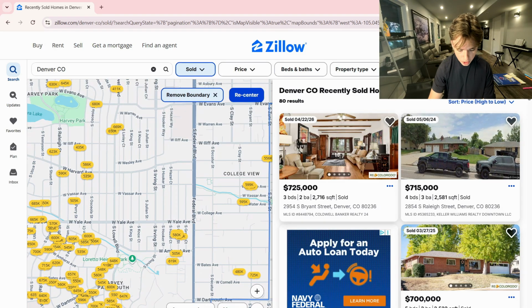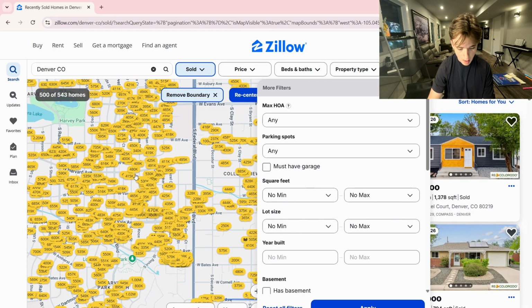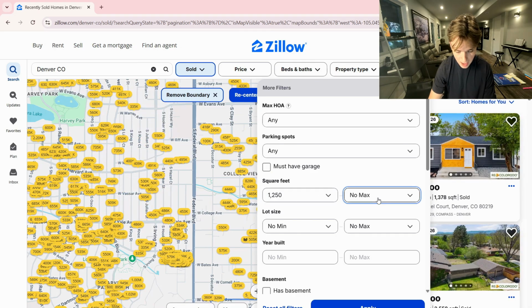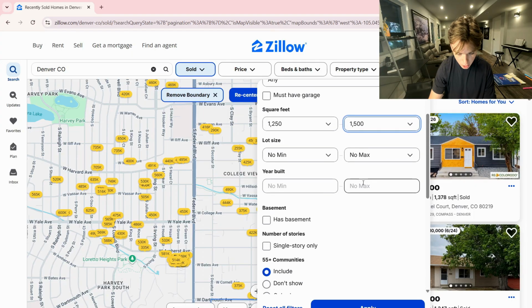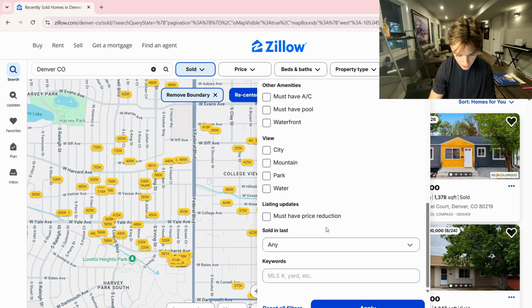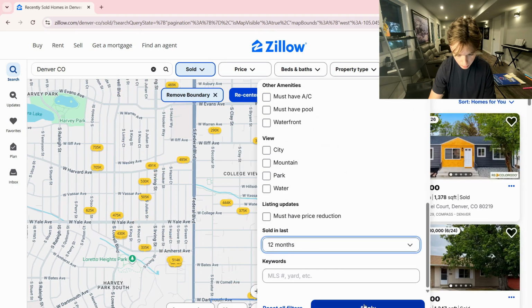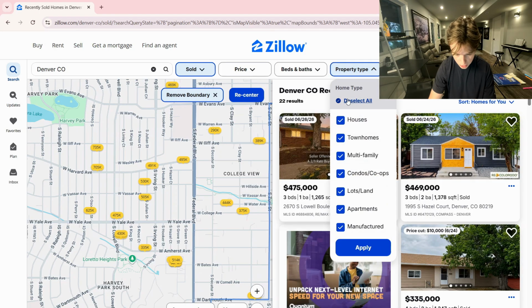Now, when you go into your filters, you want to have the same filters, the same property information as your subject property, as close as possible. So square footage is 1417. So I'll go in the middle, I'll go 1250 and maximum 1500. Now you see how many properties that eliminated? Now, year built, you want to be about the same. I forget what the year built is, but we can skip that one. Sold in the past 12 months. There we go. Property type, only houses.